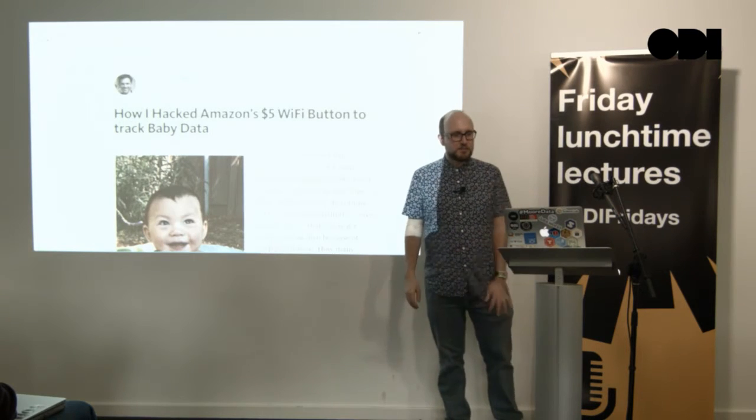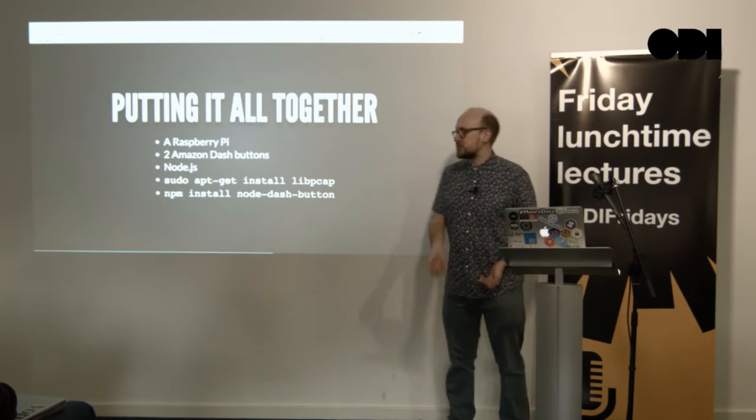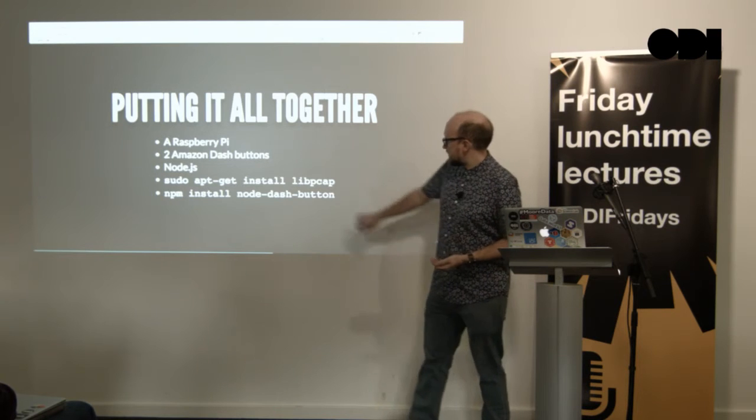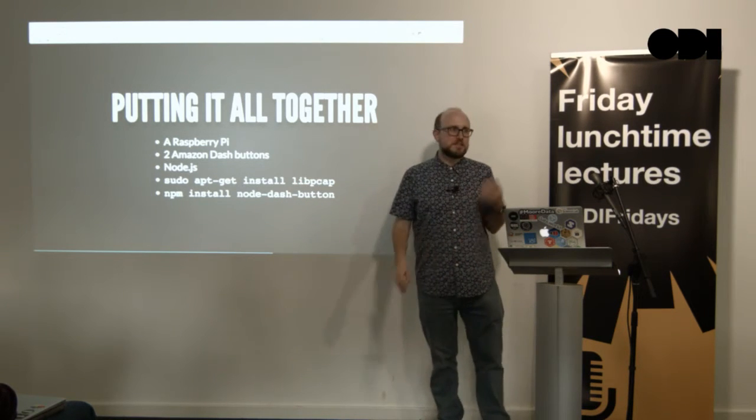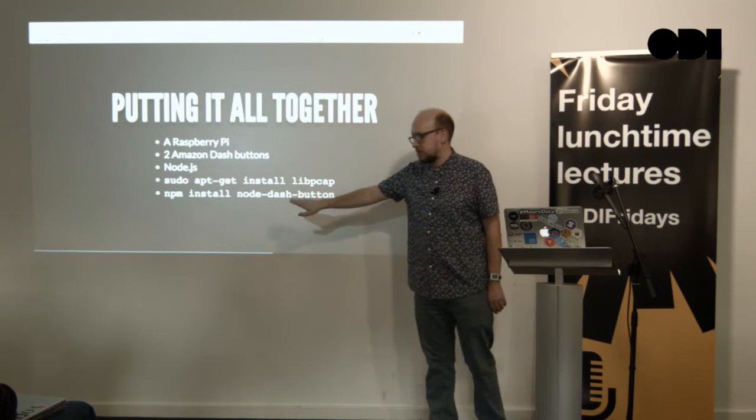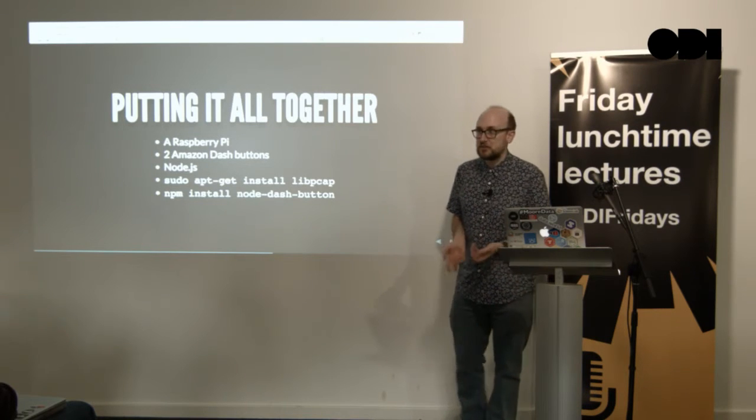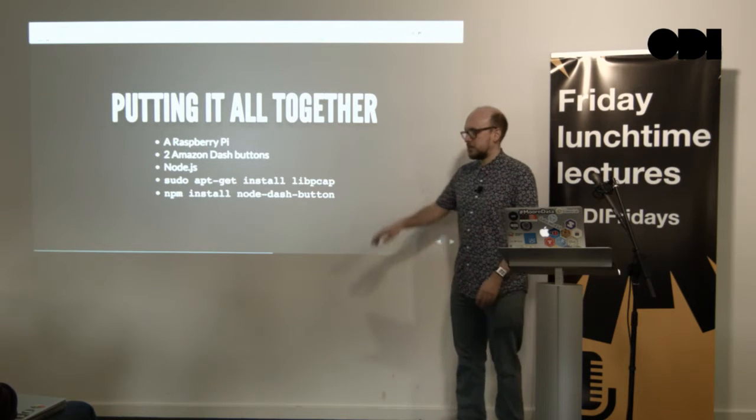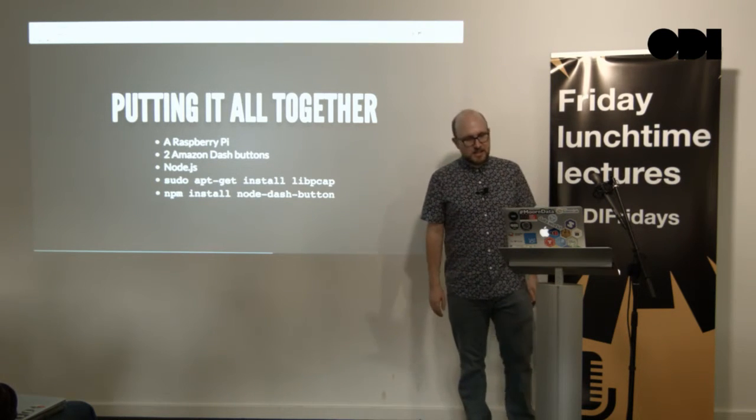So I had my shopping list. I got a Raspberry Pi, got 2 Amazon Dash buttons. I installed Node.js on the Raspberry Pi. I installed this library, libpcap, which basically monitors network traffic. And then there's a Node.js library called node-dash-button. I tried the Ruby one because Ruby's where I'm most comfortable, but the Ruby one didn't quite work as expected. And node-dash-button was really well documented and supported, so I started using that.